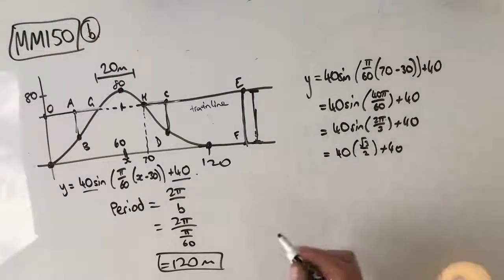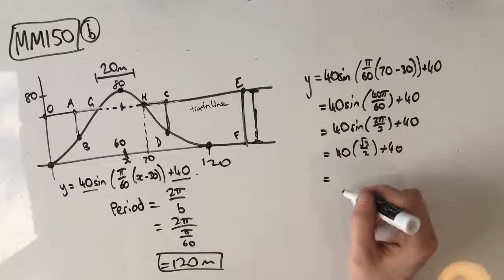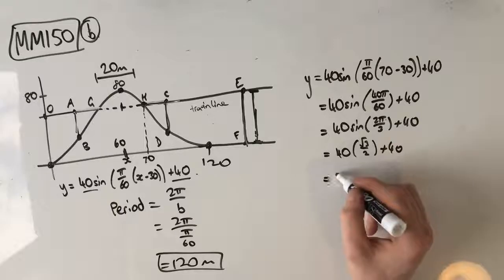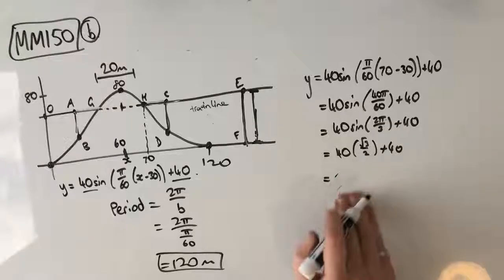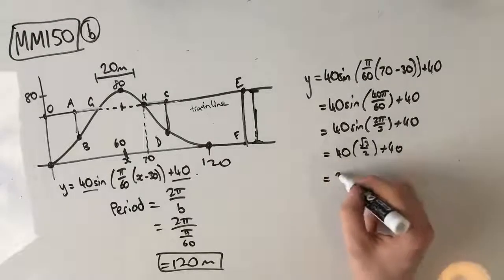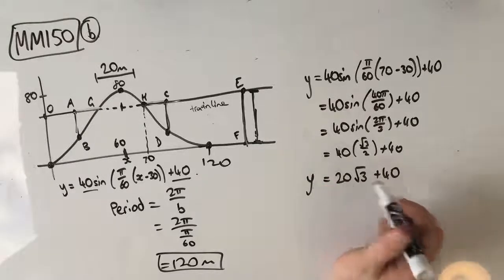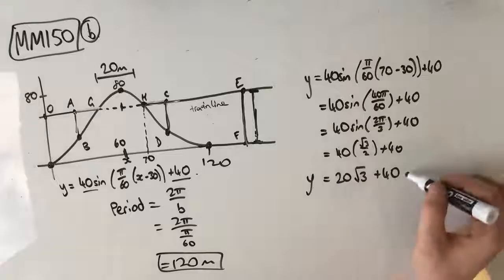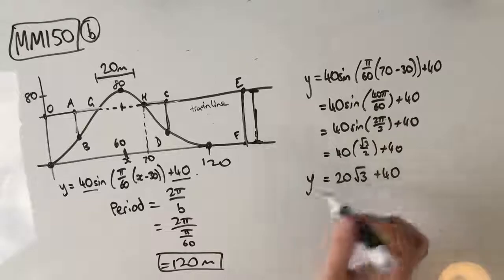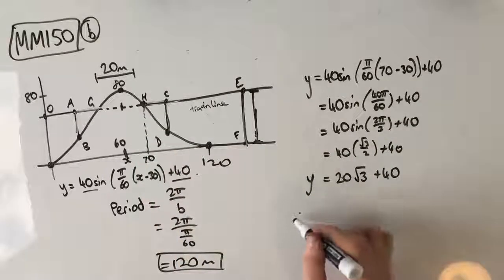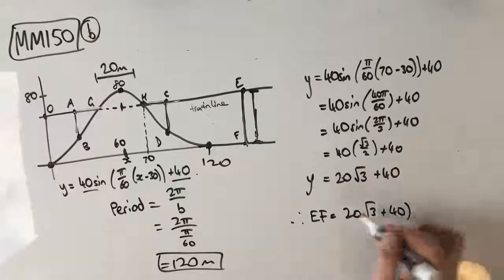Awesome. And that means that we get simply 20, oops, sorry guys, confusing myself here. So this goes to 20 root 3 plus 40, and it hasn't asked for decimal places. So we just leave it like this, just in exact value. So this is the distance. So this is our y value of H, which means therefore EF equals 20 root 3 plus 40 meters long.